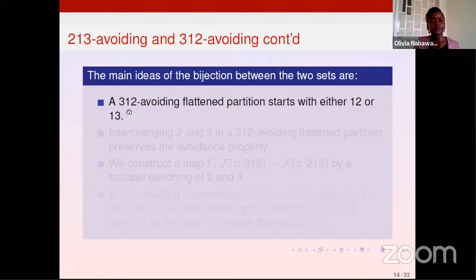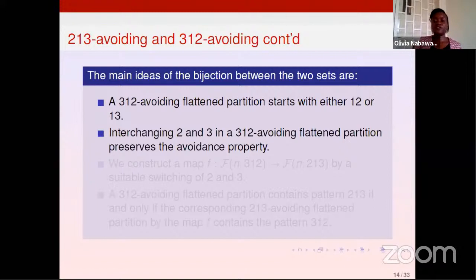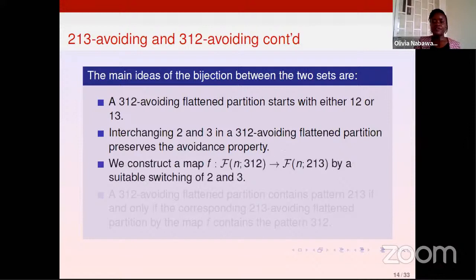One is the fact that a 312 avoiding flattened partition starts with a subword 1, 2 or 1, 3. And if we interchange integers 2 and 3 in a 312 avoiding flattened partition, that flattened partition will still remain 312 avoiding. So that interchange preserves the avoidance property. And also, we construct a map F from 312 avoiding flattened partitions to 213 avoiding flattened partitions by a suitable switching of 2 and 3.